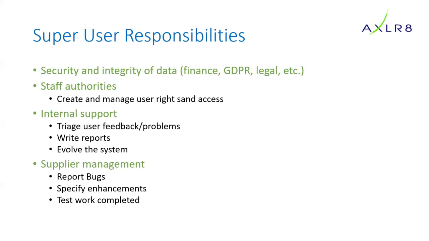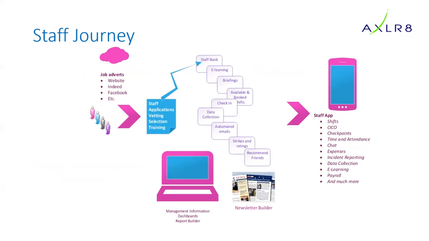I think the key word here is evolve the system, because your business will be changing. So sometimes you can just change a label or change a drop-down menu and you've got a whole new process to make the business more efficient. Sometimes it's building a report, which saves somebody hours of work. But that's what I see the super user as doing.